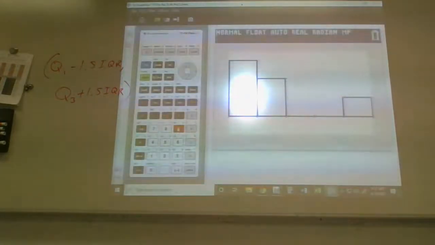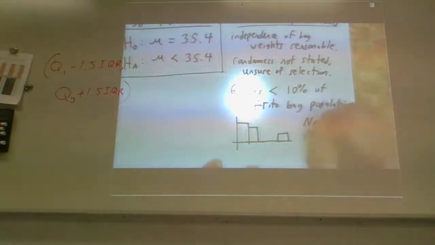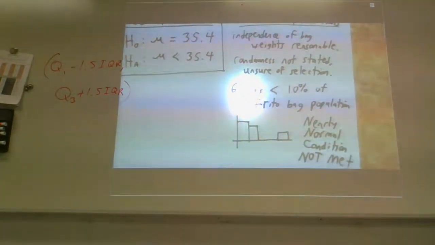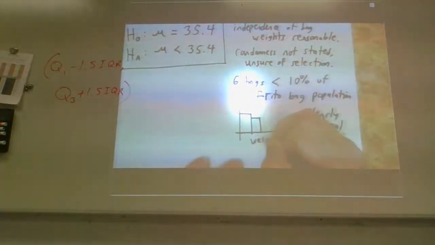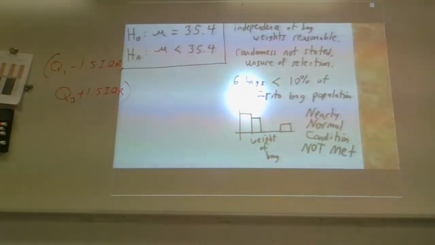So I'm going to draw this little thing right here. And I'm going to say nearly normal condition not met. Clearly, it's not met. Clearly, this thing is skewed to the right. Weight of bag. There we go. Fritos.